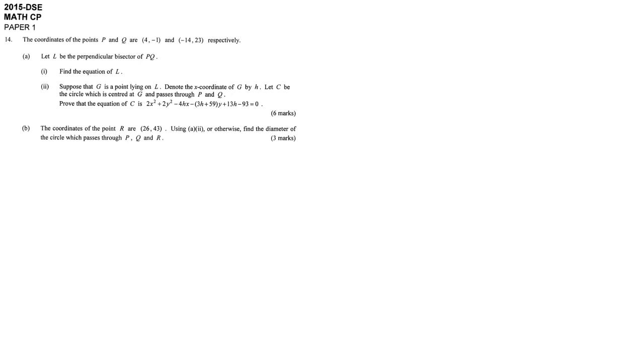Okay, Locus question again, and part A is quite straightforward. They just give you 2 points and then ask for the perpendicular bisector of PQ. So roughly draw the position of the graph. P is (4, -1), so point P is around here. And then Q is (-14, 23), so Q may be around here.